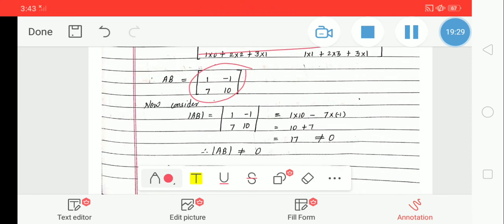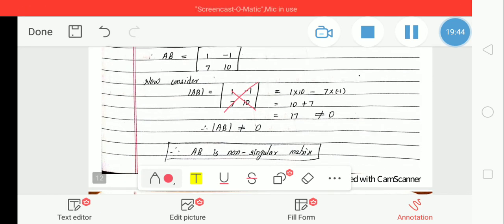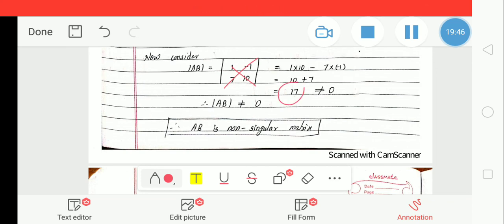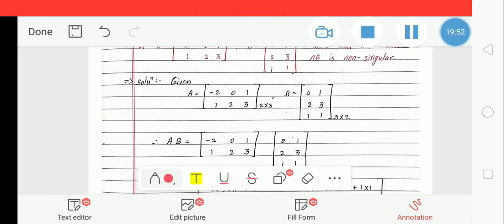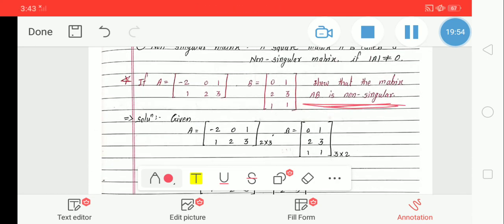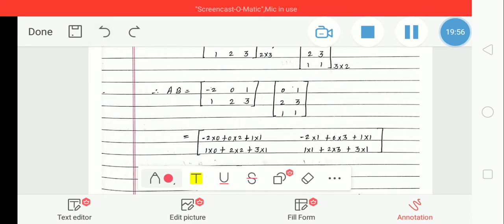So we take now the mod. Mod of AB: 1, -1, 7 and 10. So now cross multiplication: 1 multiplied by 10 minus 7 multiplied by -1. So 10 plus 7 is equal to 17. So 17 is not equal to 0. So AB is a non-singular matrix. Hence proved. We showed that AB is a non-singular matrix.